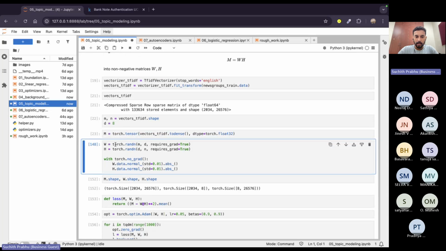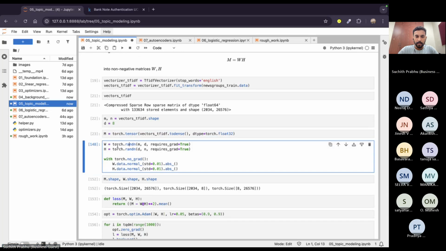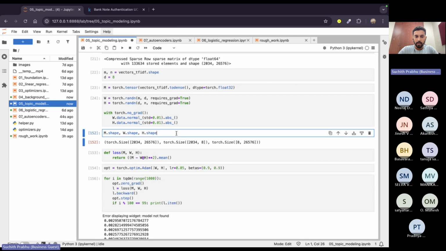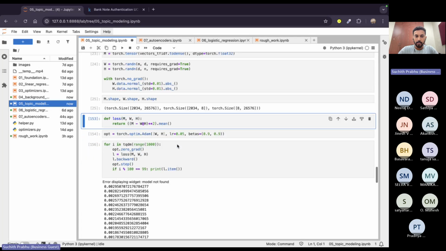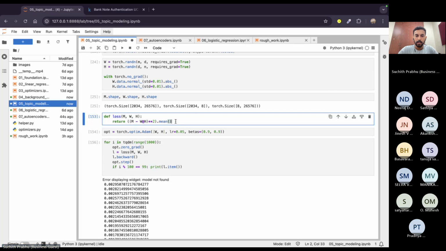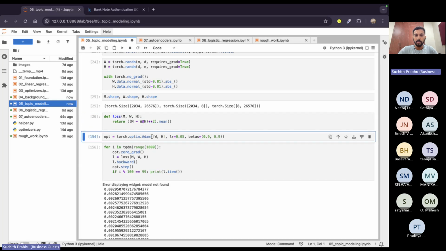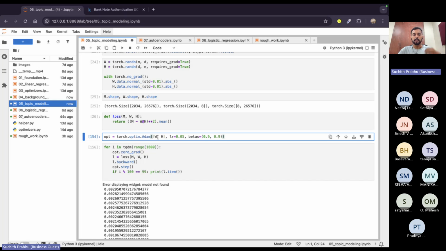I'll randomly initialize these two matrices W and H, and I want the entries of W and H to be positive. That's why I'm taking this absolute value. So this is the shape that we get. I have defined a loss function here, which is just MSE loss. I'll be using the Adam optimizer that we saw last to last class. I've chosen the learning rate as 0.05, and these are the beta parameters.